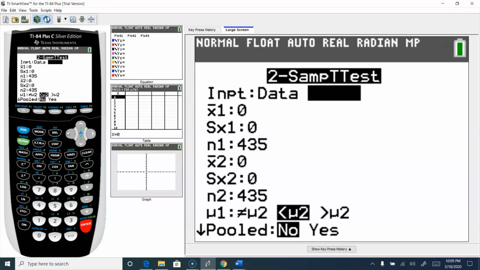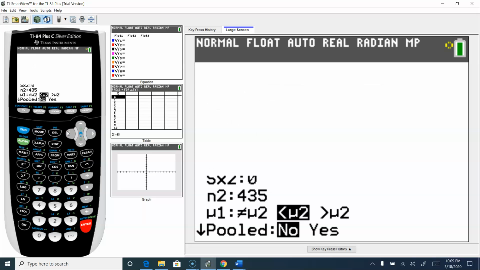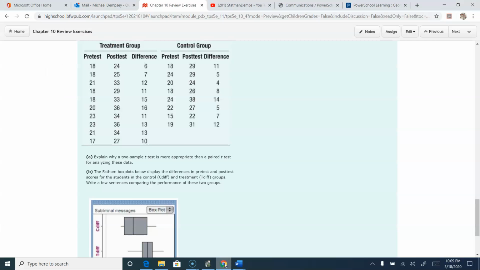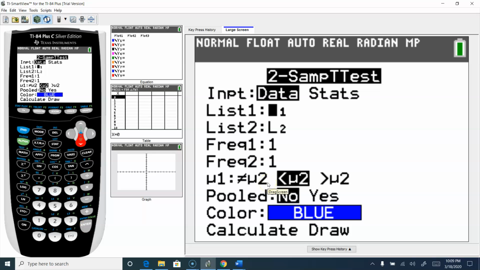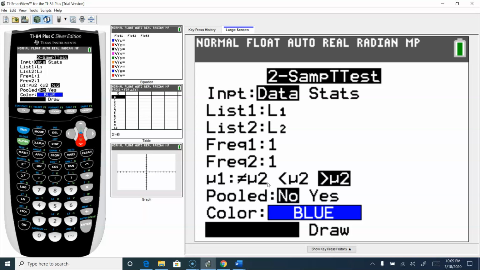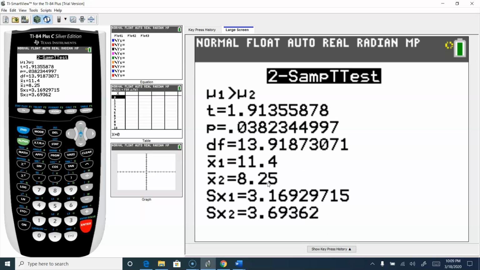Jumps up to me. Okay, and what we have this time is data. So you can pick the data here. We do have the data. And let me just double check. L1 is the treatment group, and L2 is the control group. So I have to keep that in mind. I want the treatment group to have a higher average score than the control group, and I never want to pool. Okay, so take a look at that screen for a second here, right? List 1 is the treatment group, list 2 is the control group. So I want to show that L1 is on average greater than L2. So we calculate, and I get t is 1.9, p-value 0.038.